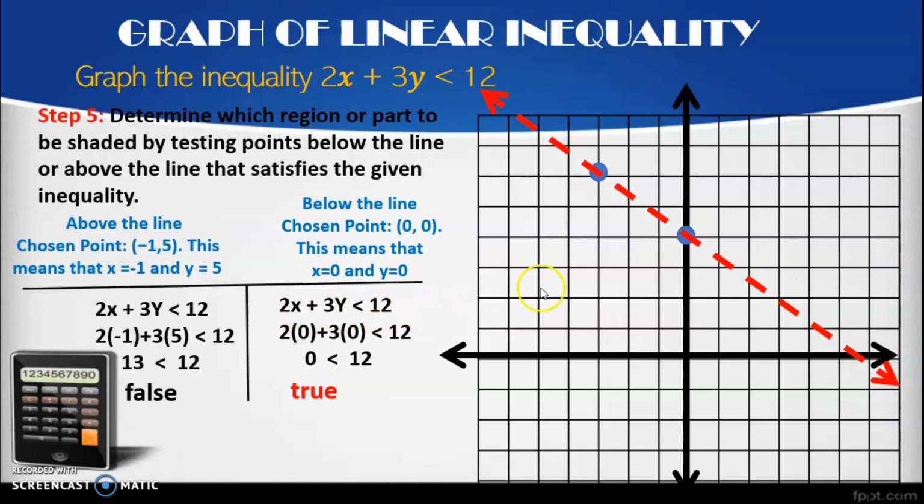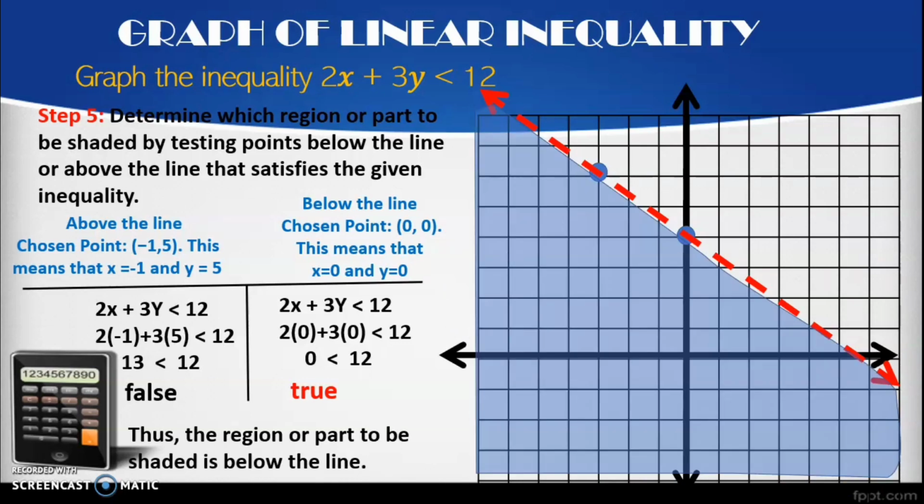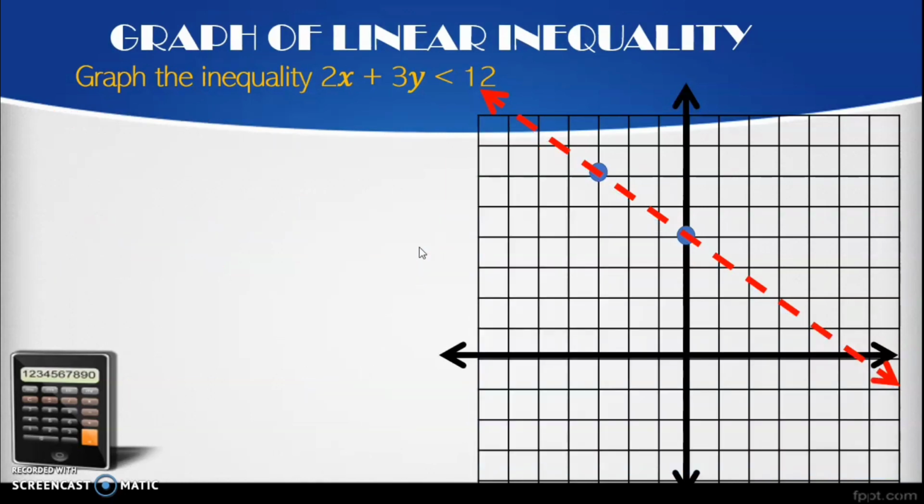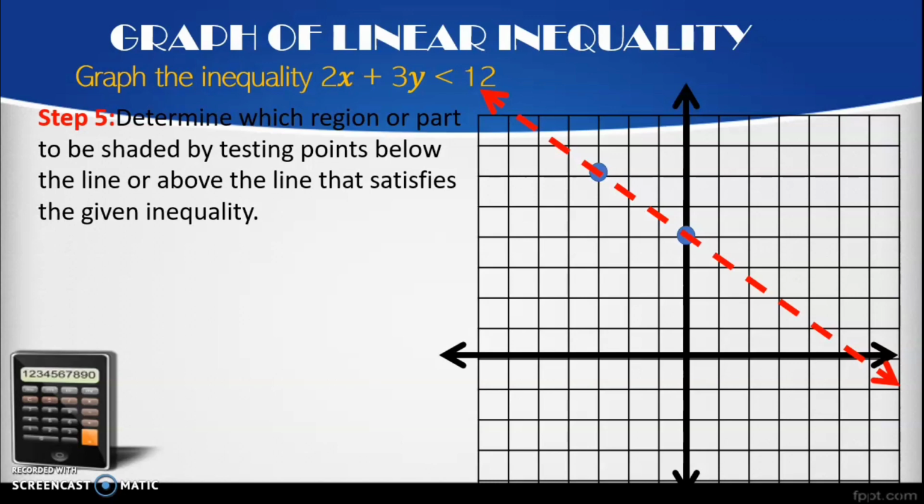So that means we will shade this portion below the line. So our graph is like this. Thus, the region or part to be shaded is below the line. Okay. But, meron tayong shortcut nito para mas madali. I-determine lang natin kung saan tayo mag-shade sa pamamagitan ng inequality sign ng ating inequality.